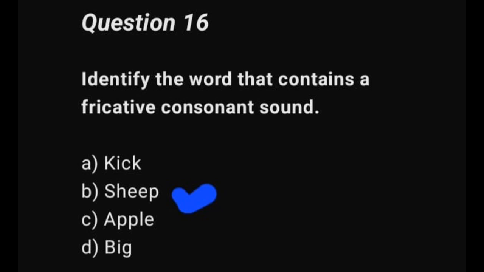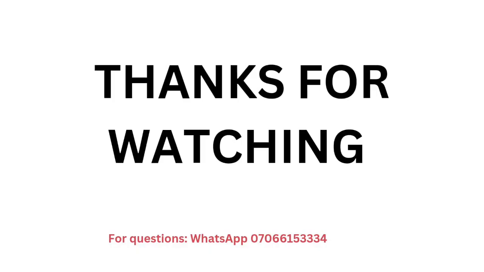Option B is the correct answer. It contains a fricative sound at the beginning, and that is sound sh. K is a plosive, apple is a vowel sound, big b is also a plosive. So sh is a fricative. So option B is the correct answer in that question.